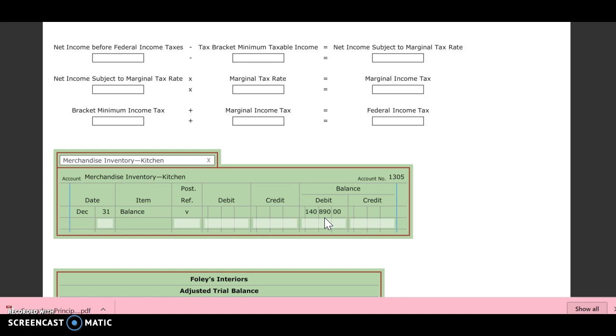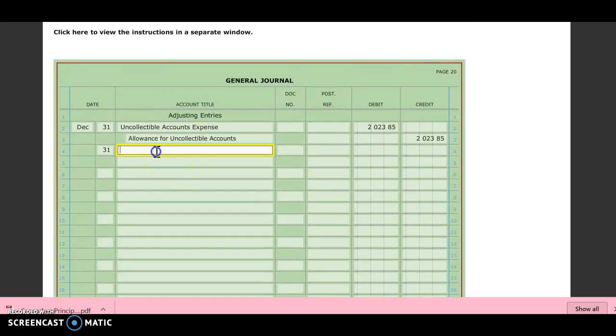Now I need to make this account equal $147,084.62. To do that, I need to debit this account. So I'm going to be debiting merchandise inventory, kitchen, for that difference that I found out to be $6,194.62. And then I'm going to credit my income summary kitchen for that same amount, $6,194.62. Okay, next one, so the 31st.